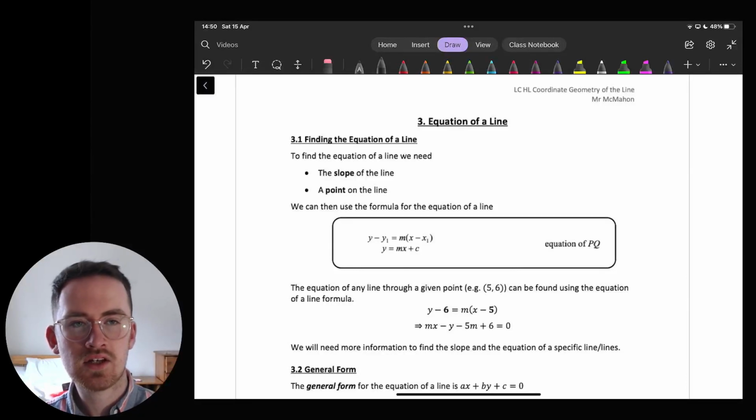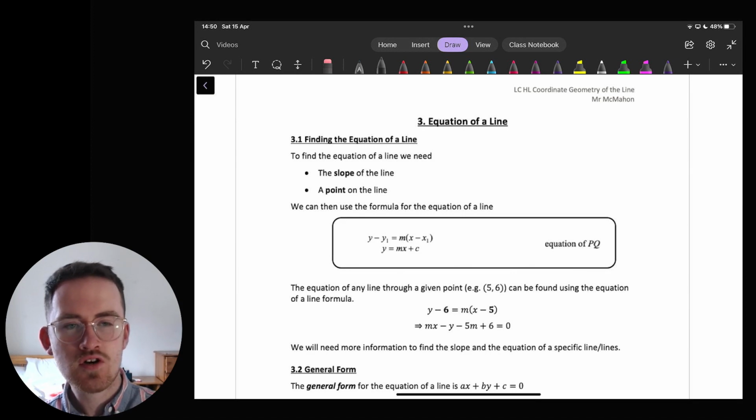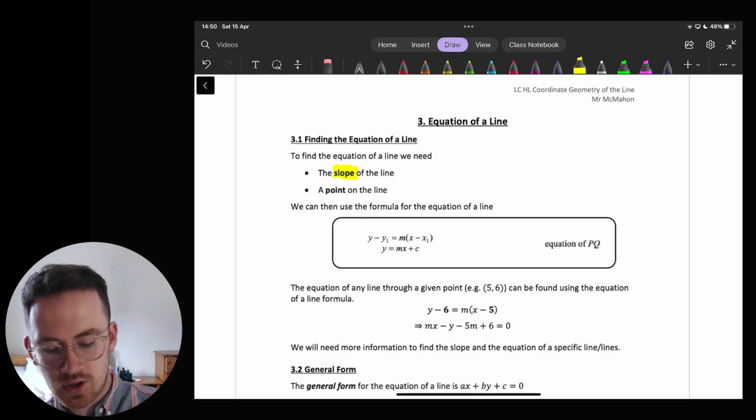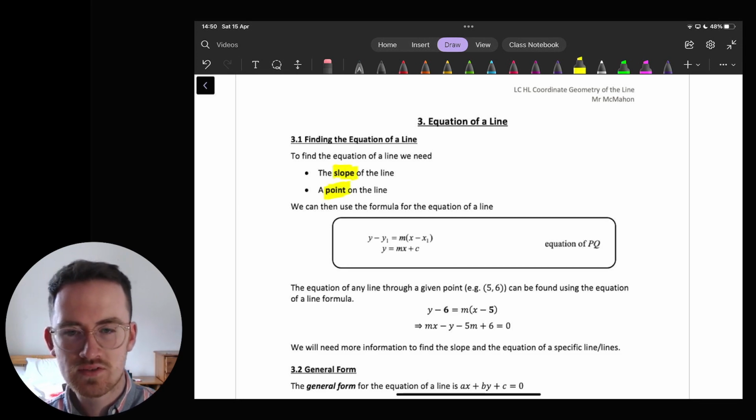So we'll do a quick run through on the equation of a line, just generally. Starting off with some things that we know already. To find the equation of a line, we need two things. We need the slope and we need a point. That's good to have in your head: if I want the equation, I need a slope and a point.